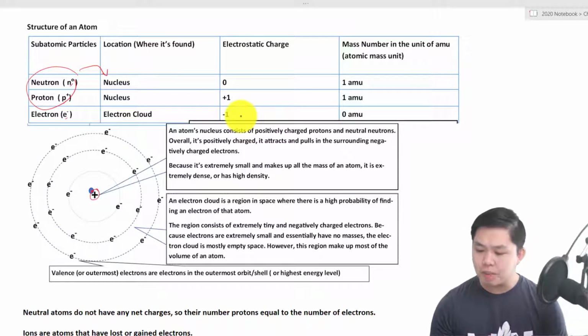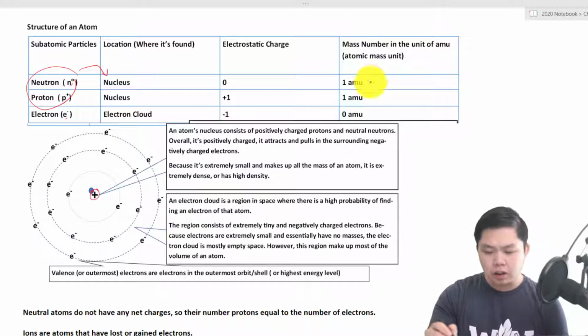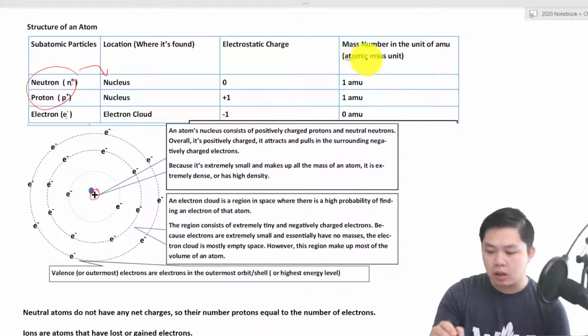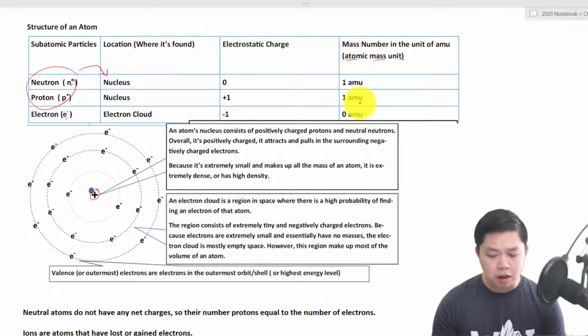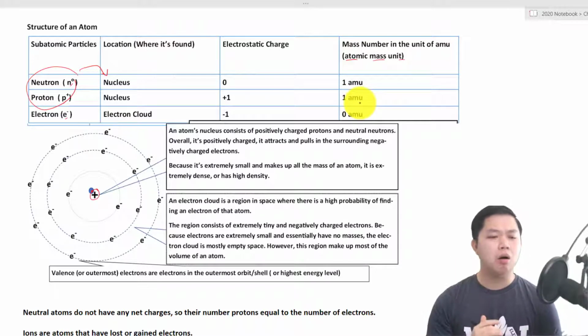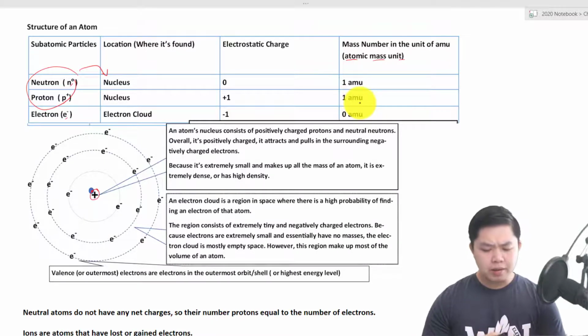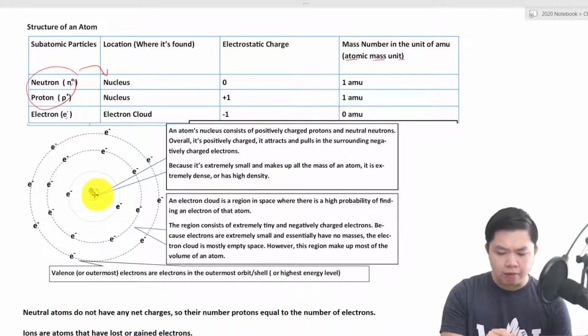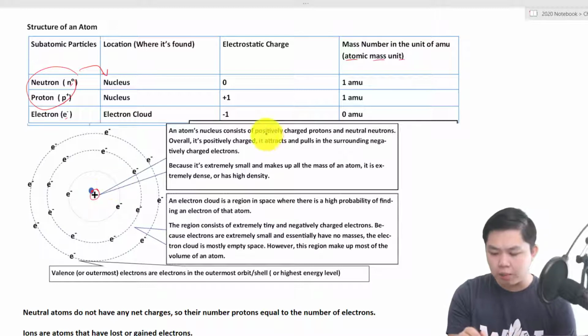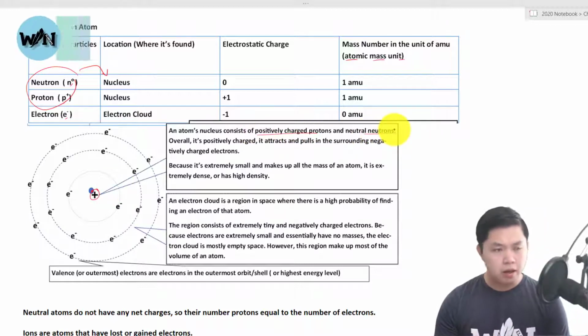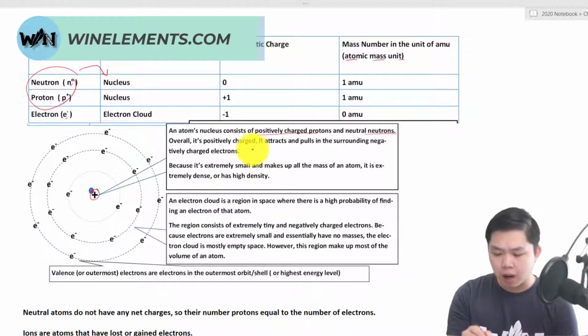Now let's go to the mass. The mass of each neutron is 1 AMU, atomic mass unit. And proton is also 1 AMU. But for electron, it is so tiny and small that it doesn't have any mass at all. So let's look at this. Here you have an atom's nucleus, consisting of positively charged proton and neutral neutron. Therefore, the overall charge must be positive.